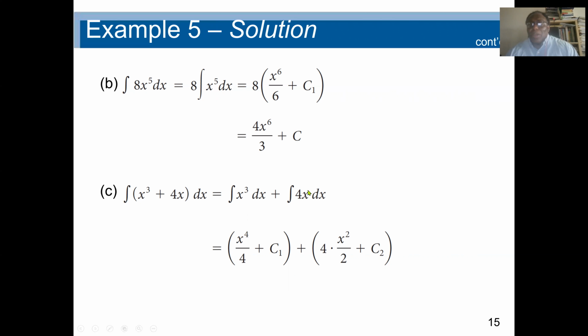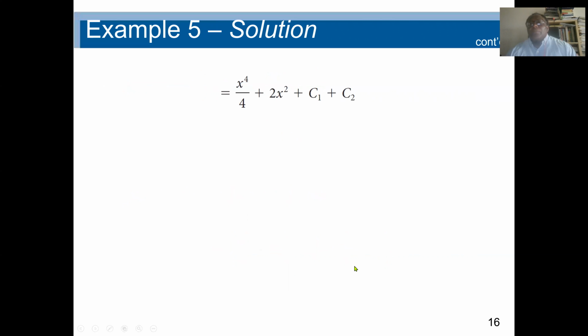And the same thing applies here. We take the constant value out first. We have 1, so it will be 1 plus 1 divided by 1 plus 1. So that gives us x squared by 2. And the final answer will be x to the power 4 divided by 4 plus x to the power 2, plus c1, c2. And we can represent c1, c2 as c. So this will be our original answer.